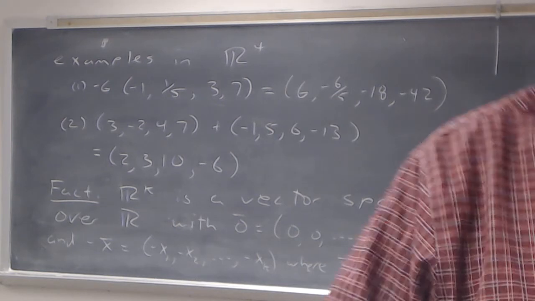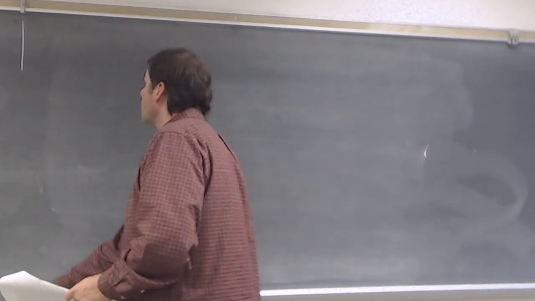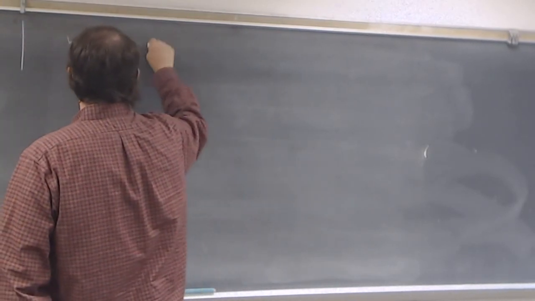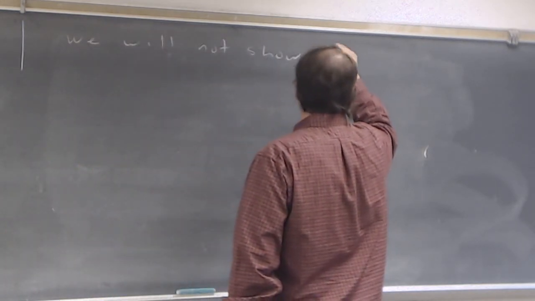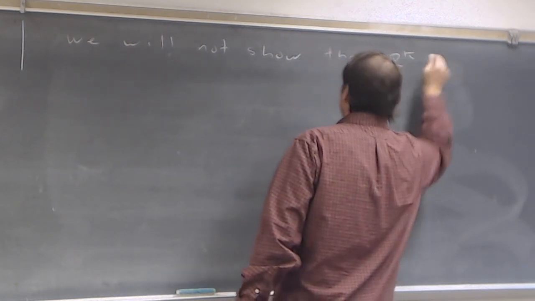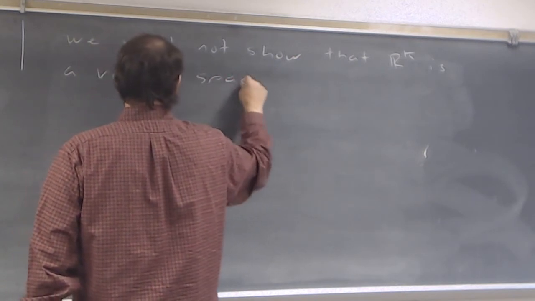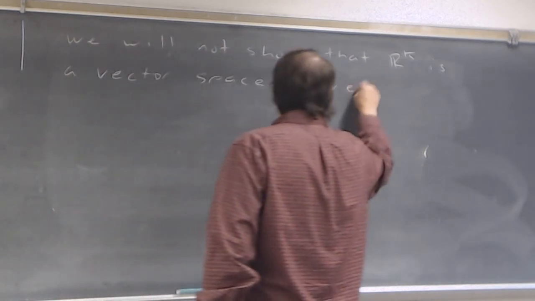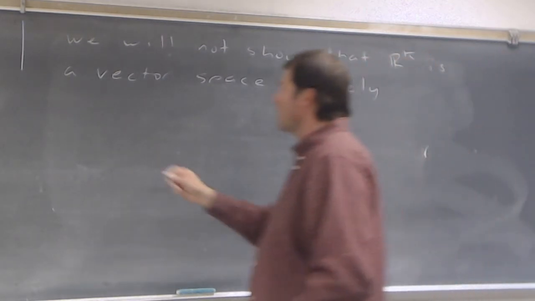To show RK is a vector space, I'd have to show that RK satisfies those 10 vector space properties. I'm not going to do that, so we will not show that RK is a vector space in its entirety. But we will look at a few properties, okay?